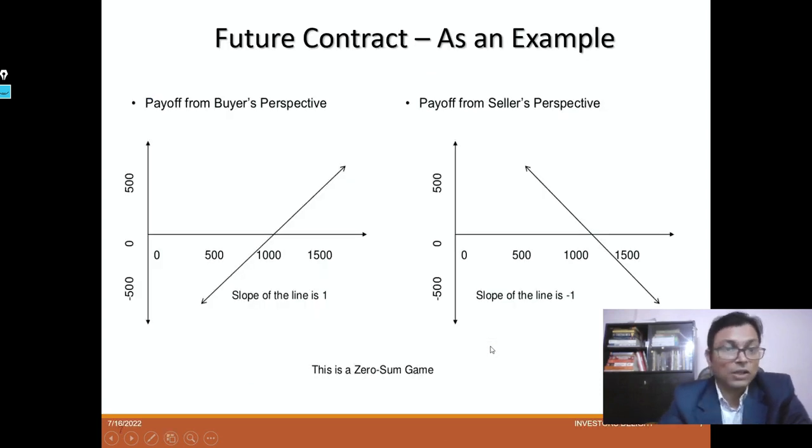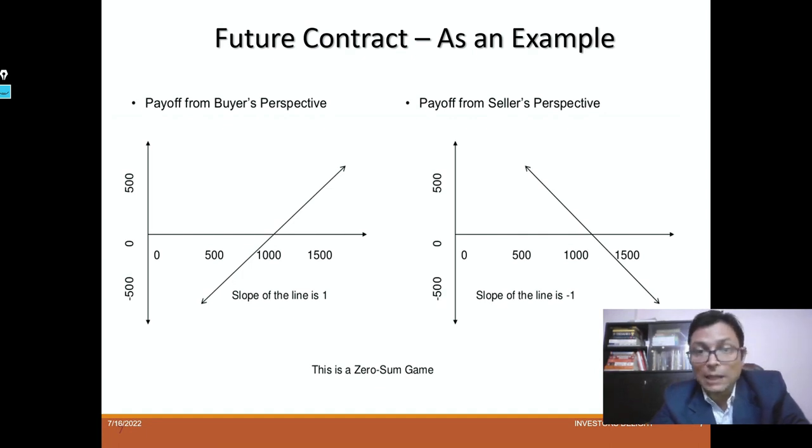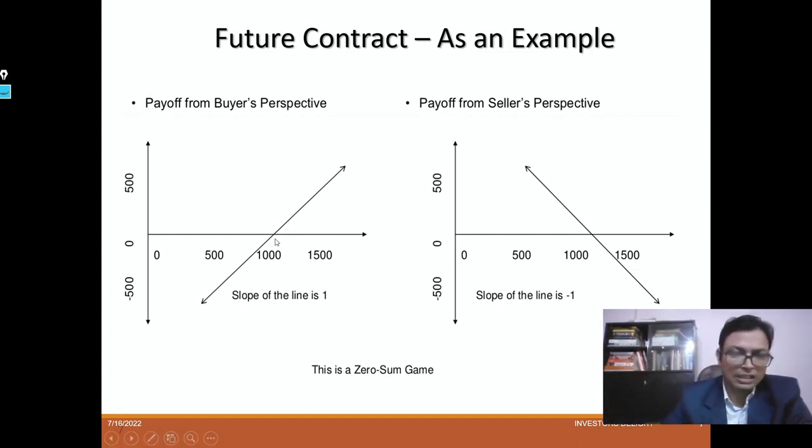And then we have the payoff from the buyer's perspective and the payoff from the seller's perspective. You can see that if the buyer is getting a profit, the seller is getting a loss. This is not 150 here, but 1050, just for example purposes, so don't correlate it with actual crude oil prices. I'm just saying that if our buyer is making a profit, then the seller is making a loss, and if the seller is making a profit, our buyer is making a loss.